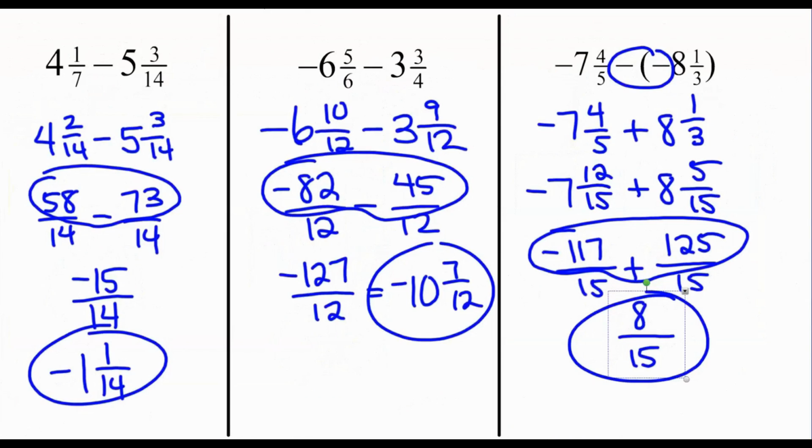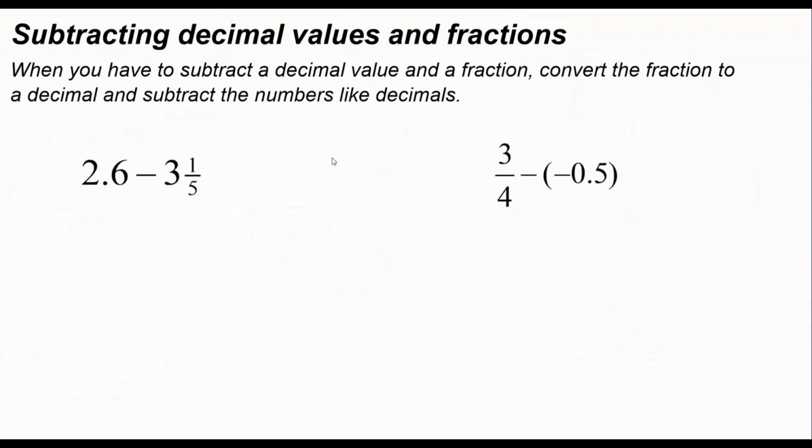Lastly, subtracting decimals and fractions. What if we have a mix again? Again, we're going to change them all to decimals and then do our operations on them. So 2.6 minus 3 1/5. This would be 2.6 minus 3.2.